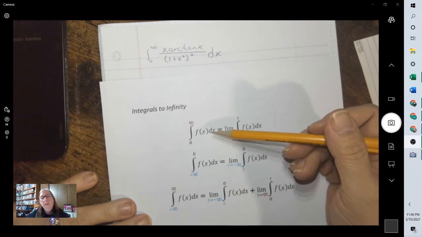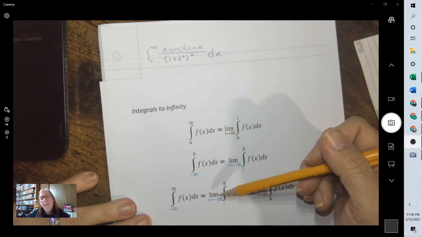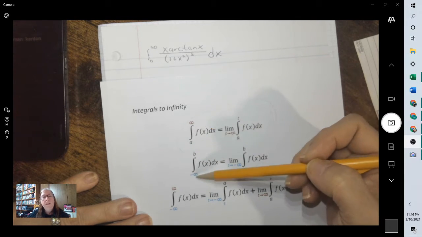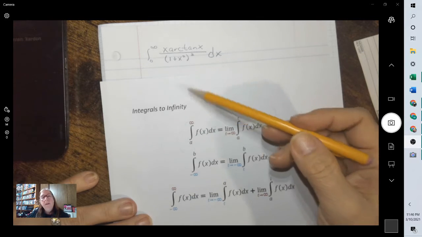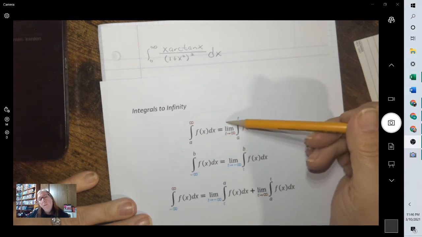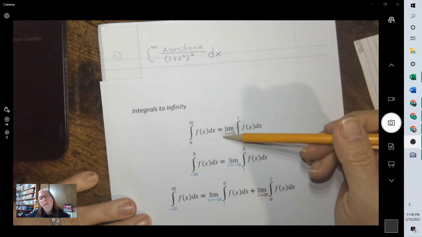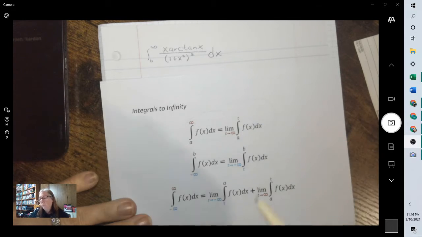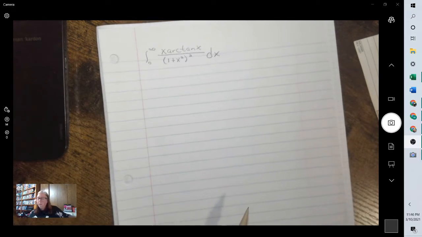It was going from 0 to infinity, and it was this function. So if we look at the integrals to infinity, we had 3 cases. And this one is the only one that doesn't have negative infinity. We're going 0 to infinity, so our a would be 0. So we would rewrite it as the limit as t goes to infinity, 0 to t of our function. So we'll start with that.